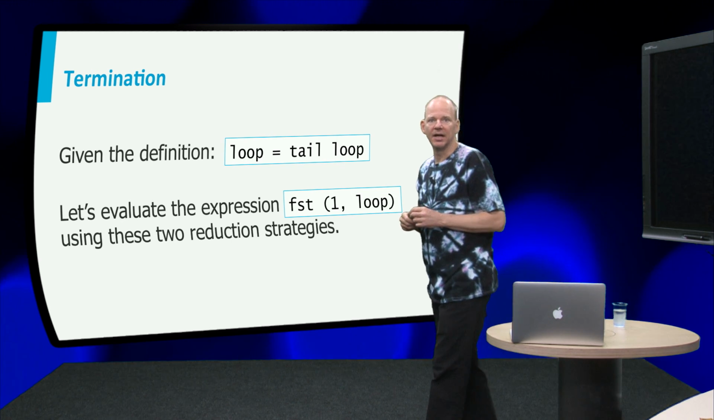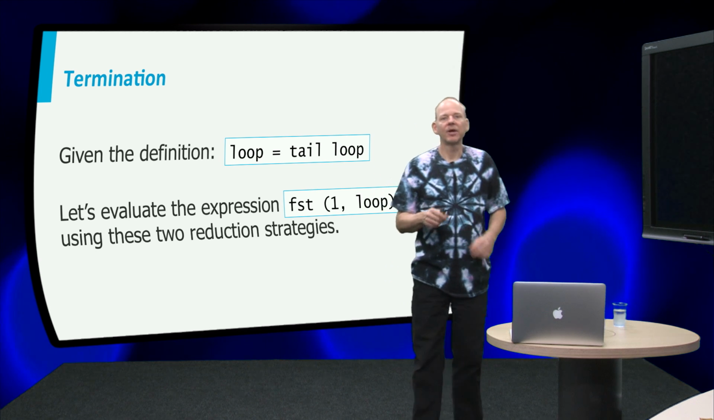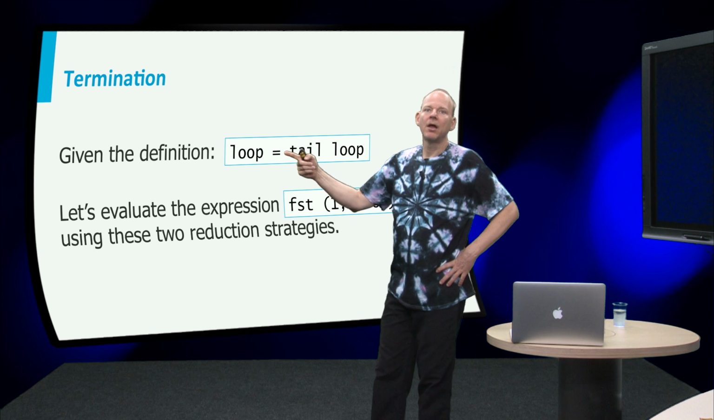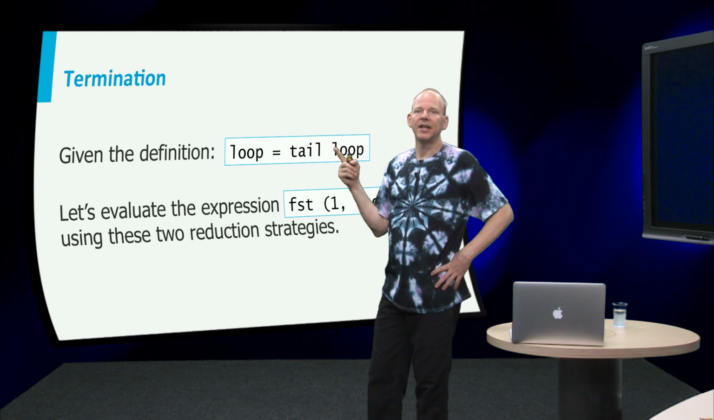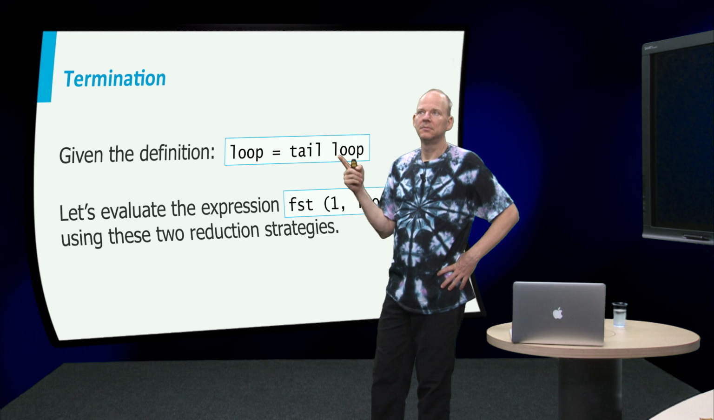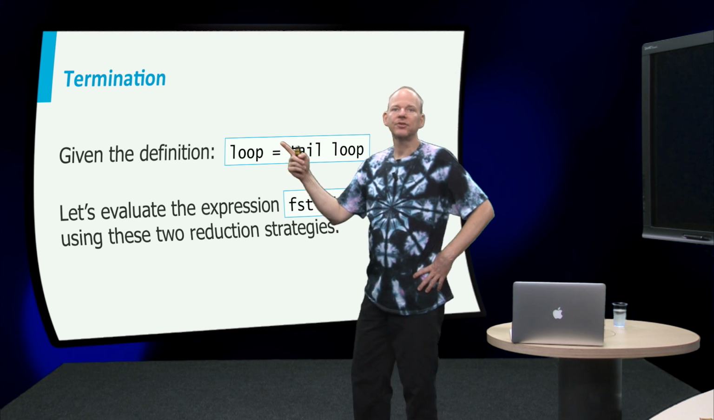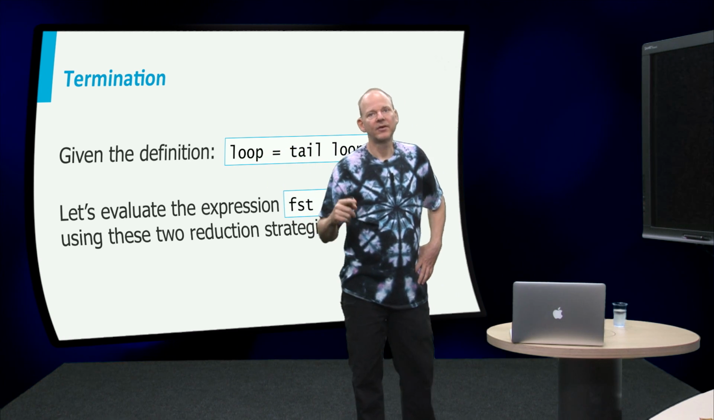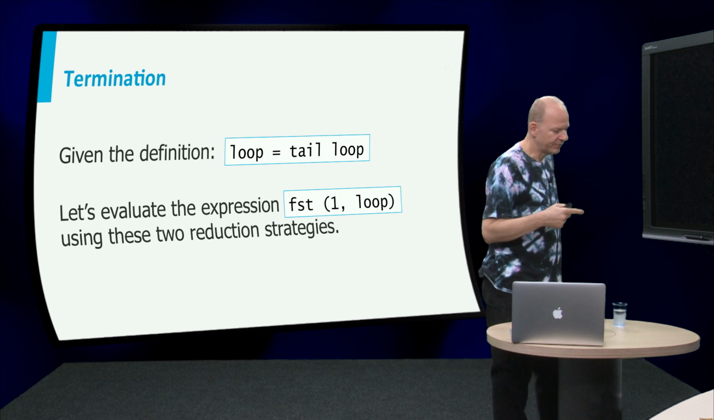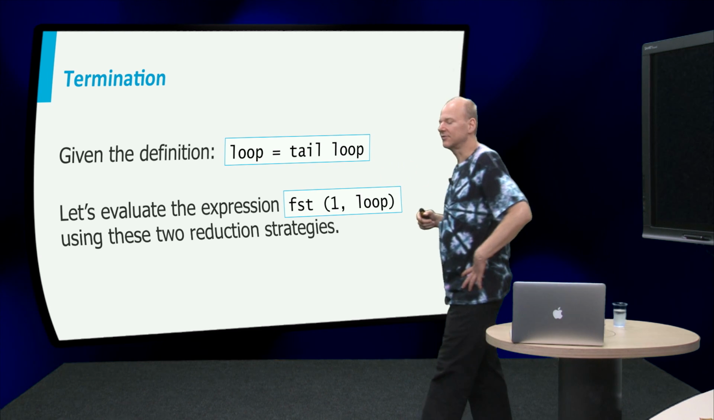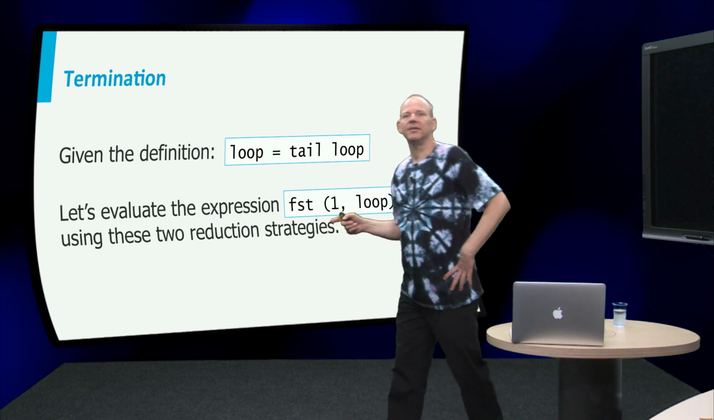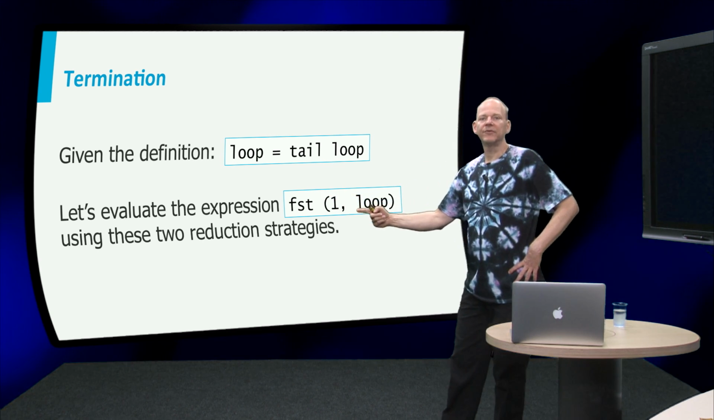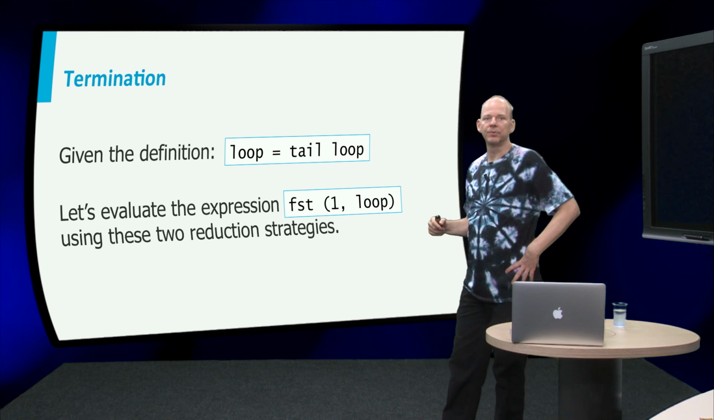Let's look at this example here, where we have a weird recursive definition. We define loop to be the tail of loop. Now, what does that mean? Well, first of all, it means that loop must have type list. And then we take the tail of the list. So this is a list that chases its own tail. Let's evaluate the expression: give me the first of the pair 1 and loop.